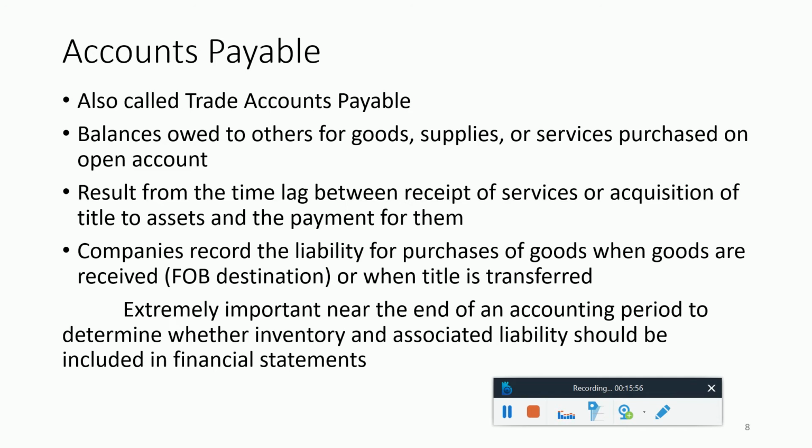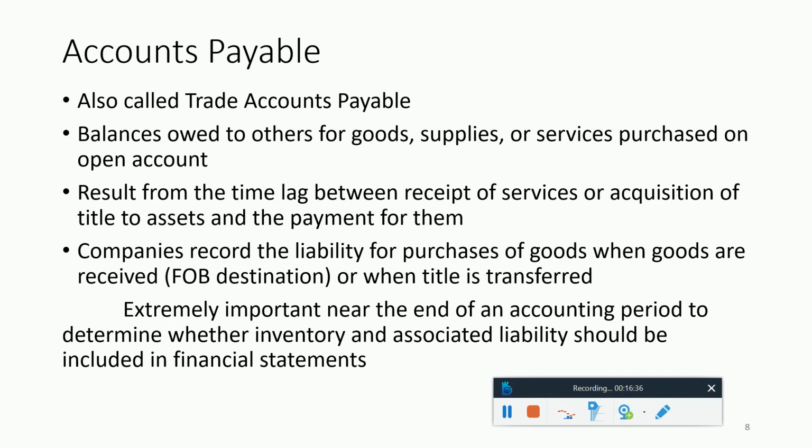It's important also to consider, when we're thinking about the topic of accounts payable, when we actually have a liability or an obligation on our balance sheet. A company needs to record the liability for purchases of goods or services when the goods are received, which typically is represented by FOB destination, or when legal title is transferred. This is really important, especially near the end of an accounting period, to determine whether or not inventory and the associated liability should be included in the financial statements.